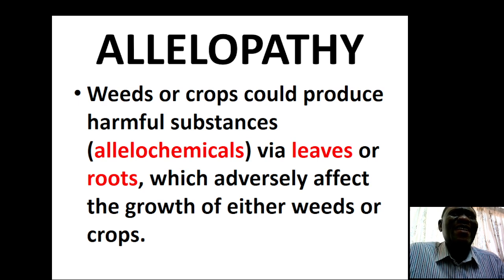Just to mention a bit on allelopathy, weeds or crops could produce harmful substances, which we call allelochemicals. These are produced via leaves or roots, which can adversely affect the growth of either weeds or crops.